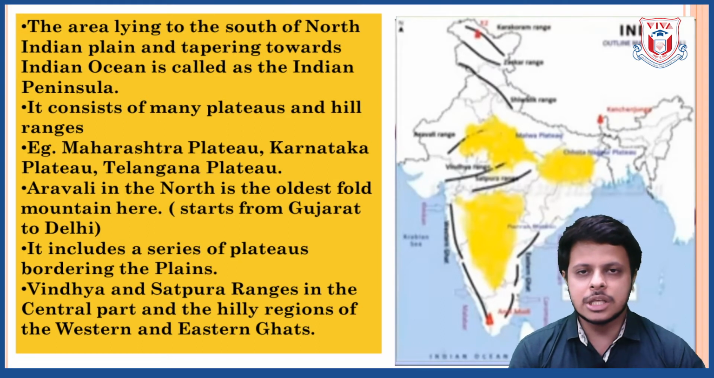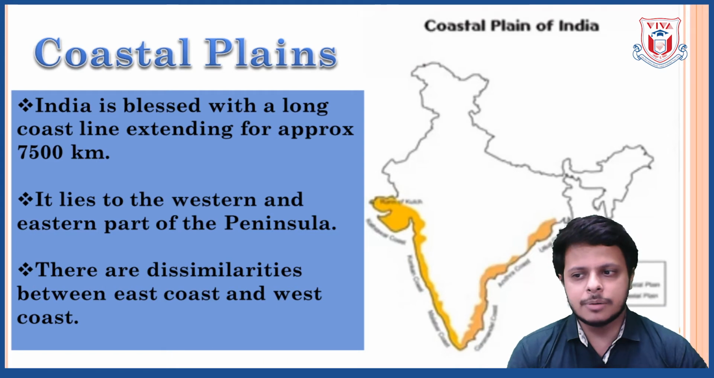Aravalli in the north is the oldest fold mountain here. It starts from Gujarat to Delhi. It includes a series of plateaus bordering the plains, the Vindhyas and Satpura ranges in the central part, and hilly ranges of the Western and the Eastern Ghats. Let's understand about the coastal plains. India is blessed with a long coastline extending for approximately 7,500 km. It lies to the western and eastern part of the peninsula. There are dissimilarities between the east coast and the west coast.